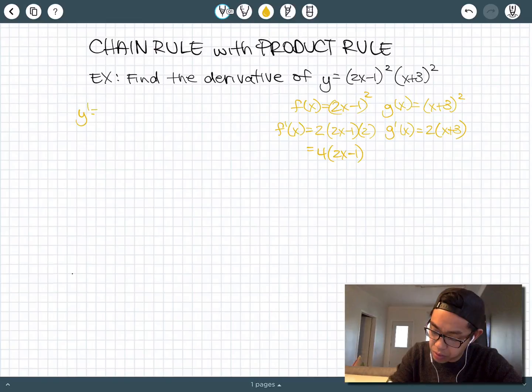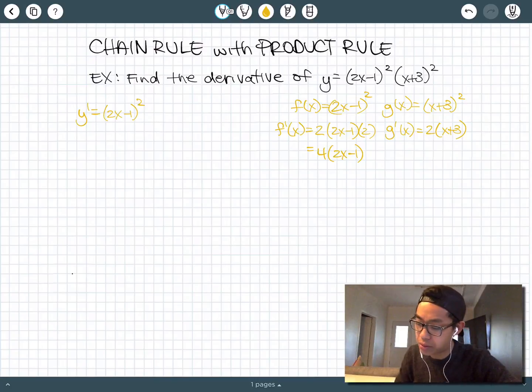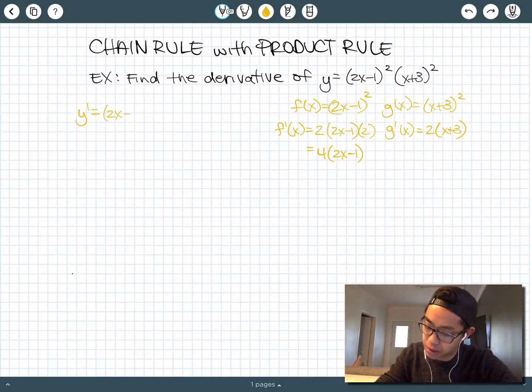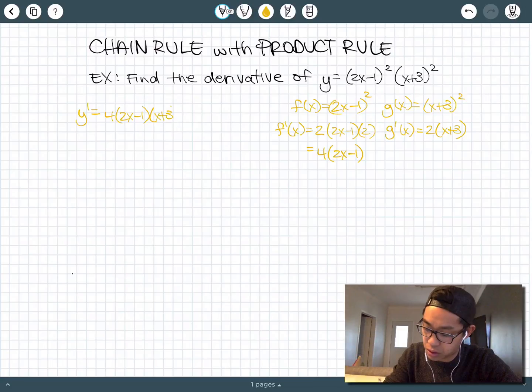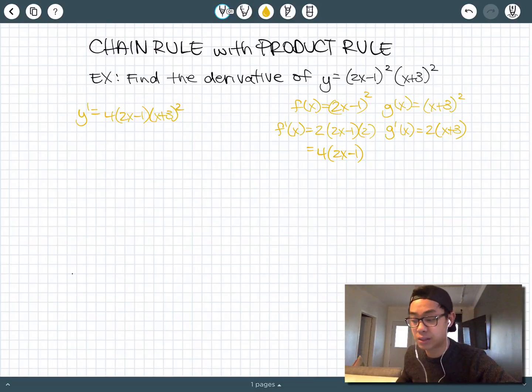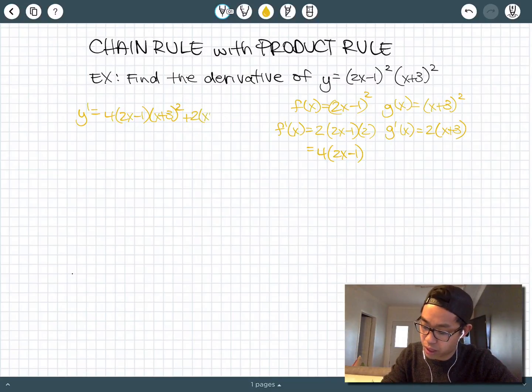So y prime is going to be equal to f prime g. Sorry, it's f prime times g, so 4 times (2x - 1) times g, which is (x + 3)^2, and then plus g prime times f. So 2(x + 3) times (2x - 1)^2.